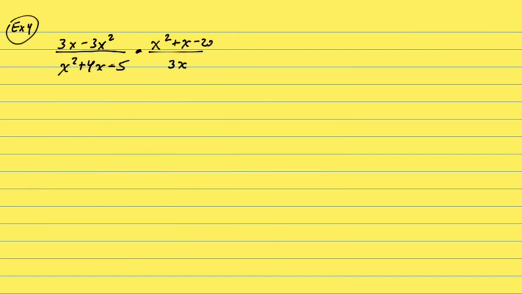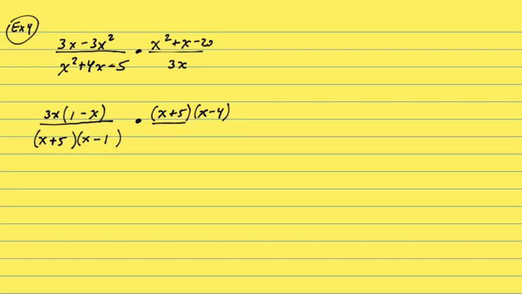Okay, after example 3, let's look at example 4. I'm going to factor. So on here, I can take out a 3x, leaving me 1 minus x. In the denominator, x squared factors into x times x. Factors of negative 5 that add to 4. Well, I think that would be a 5 and a negative 1. Times, I'll factor this numerator. I think that's x plus 5, x minus 4. They multiply to negative 20 and add to 1. And 3x.